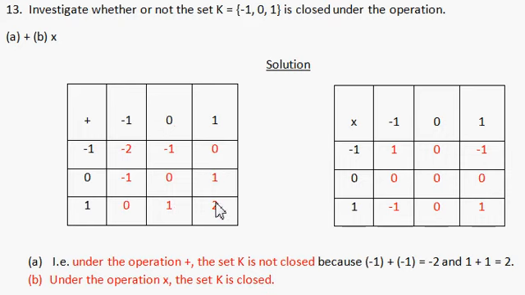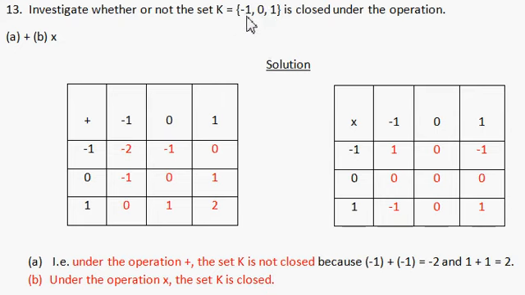So now how can we decide if the set is closed under this operation, which is the addition sign? How can we decide this now? We can say that under the operation, which is the addition sign, the set K is not closed. And why is it not closed? Because of these two values here, -2 and +2. These two values are not in our set K.